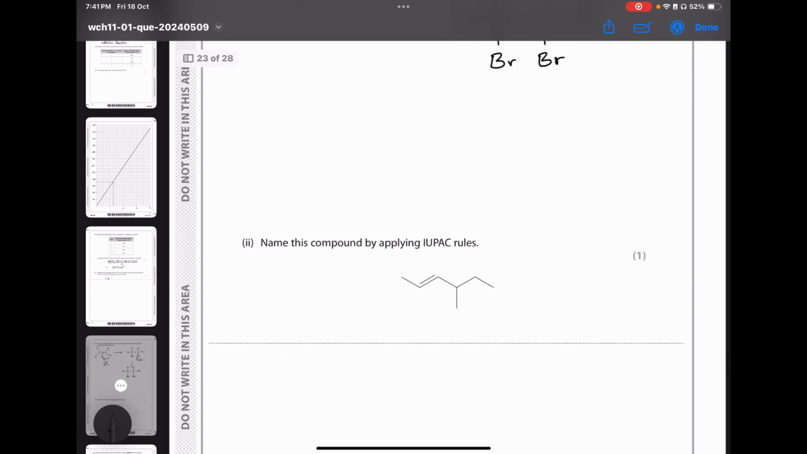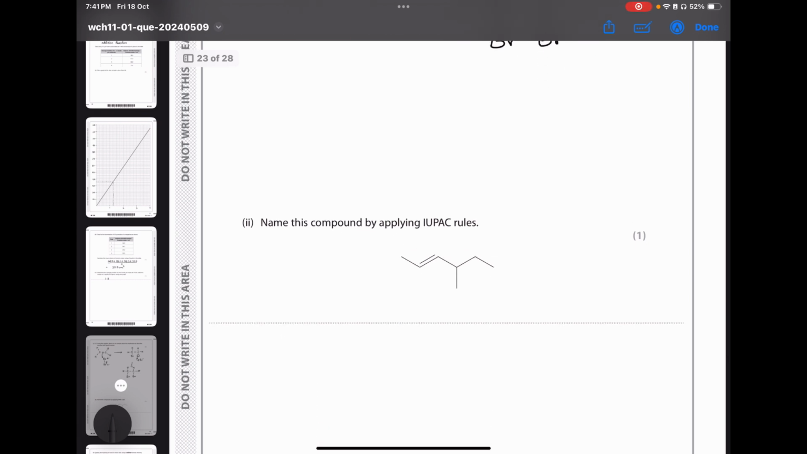Name these compound by IUPAC naming system. Okay, so first of all, this is an alkene, right? So the alkene is prioritized first. So this alkene comes in the second carbon. So this is why 1, 2, 3, 4, 5, 6, 6 carbons. So the name is going to be 4-methyl hex-2-ene.